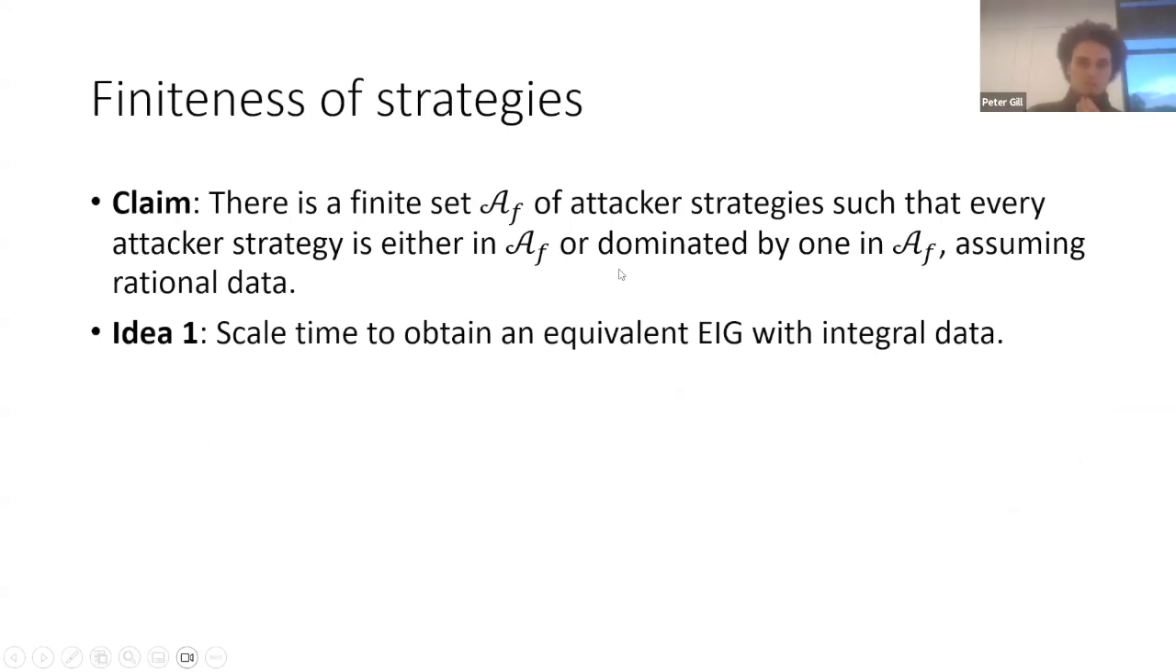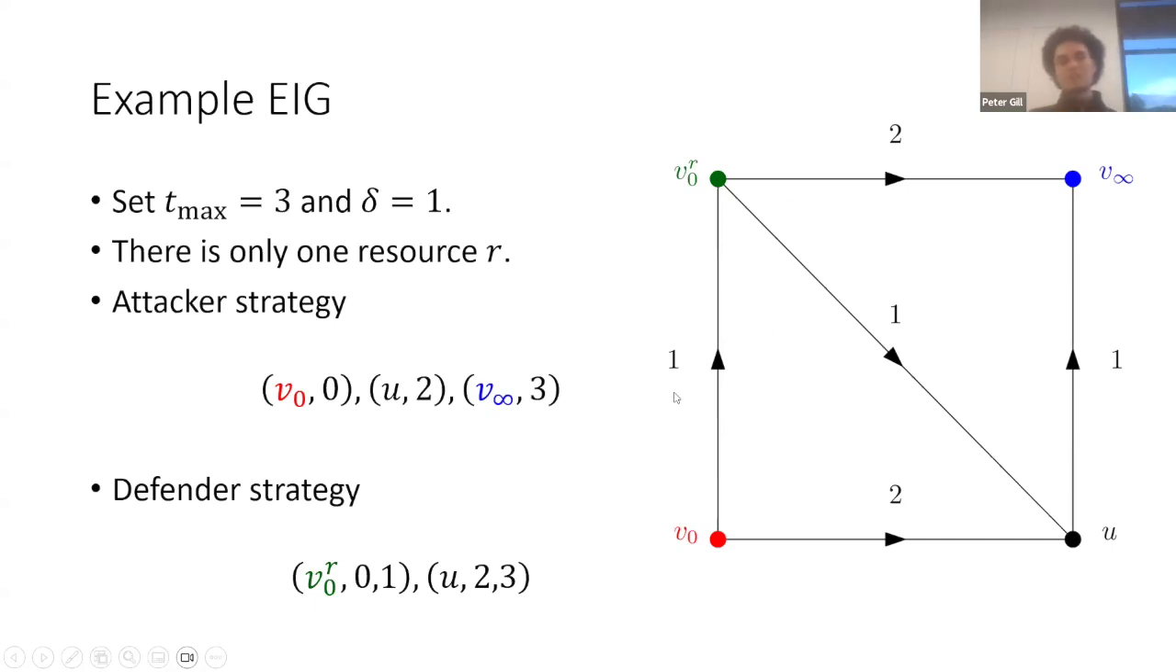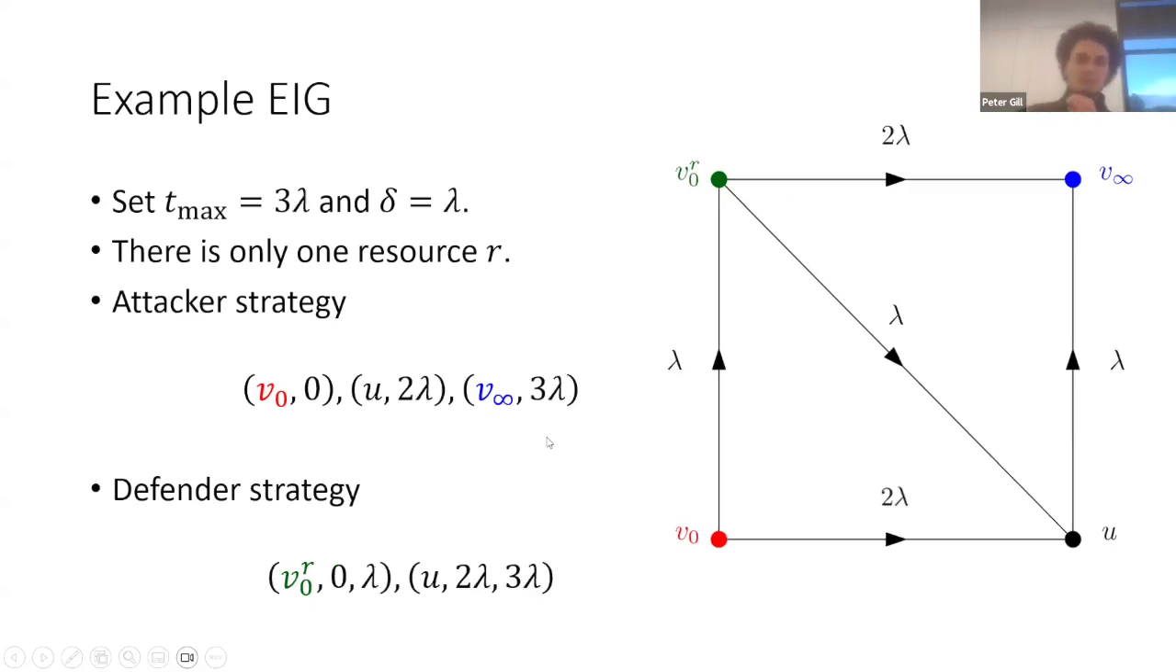So first of all, a very simple idea is we can always scale time by any amount, and in particular, if we have a rational EIG, then we can always get an integral EIG. So very simple. If you go back to the example we had before, we can always just plop a lambda in front of pretty much every single time-related object, and then we get pretty much the same EIG. The scenario plays out in the exact same way, except we've just scaled time.